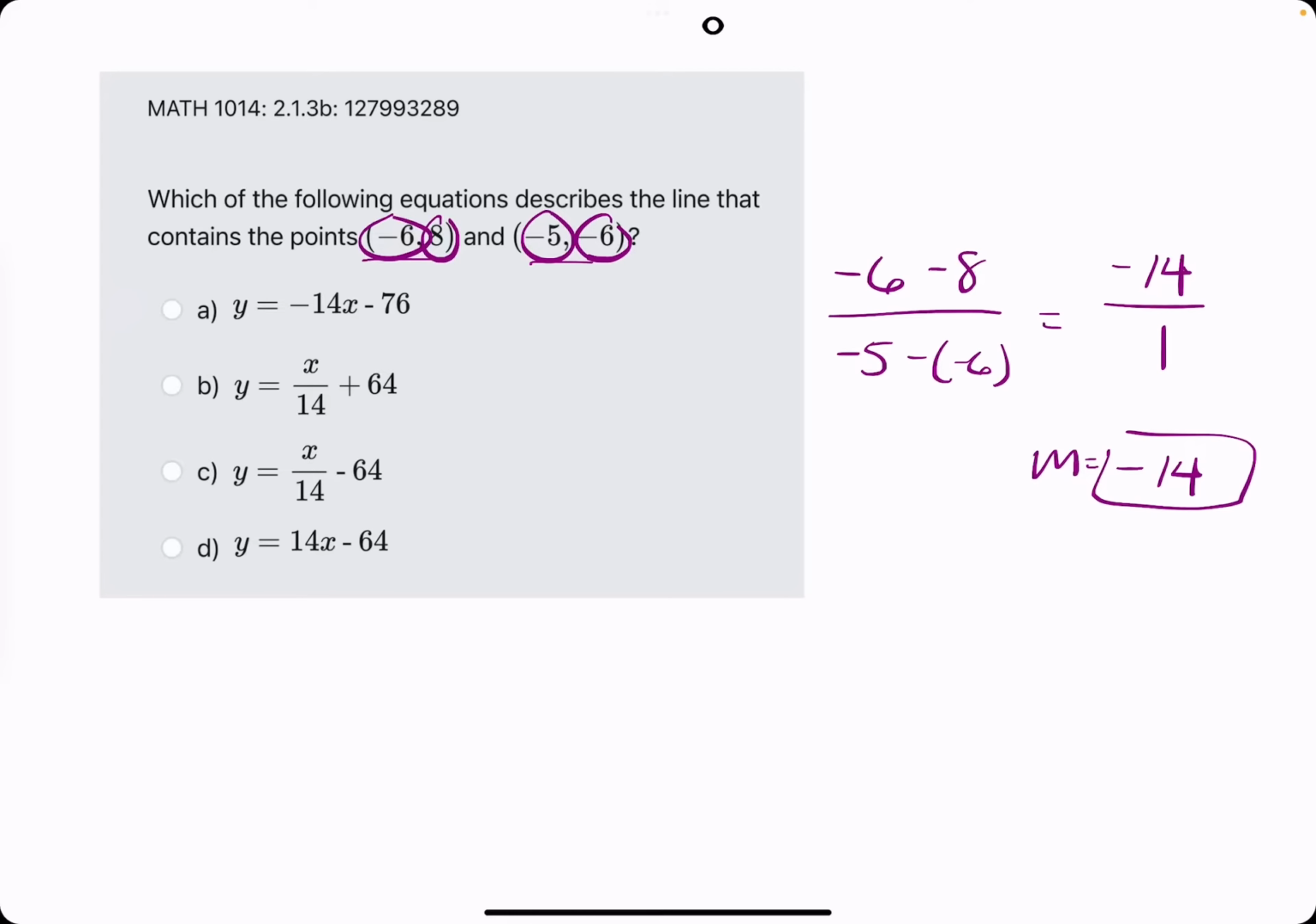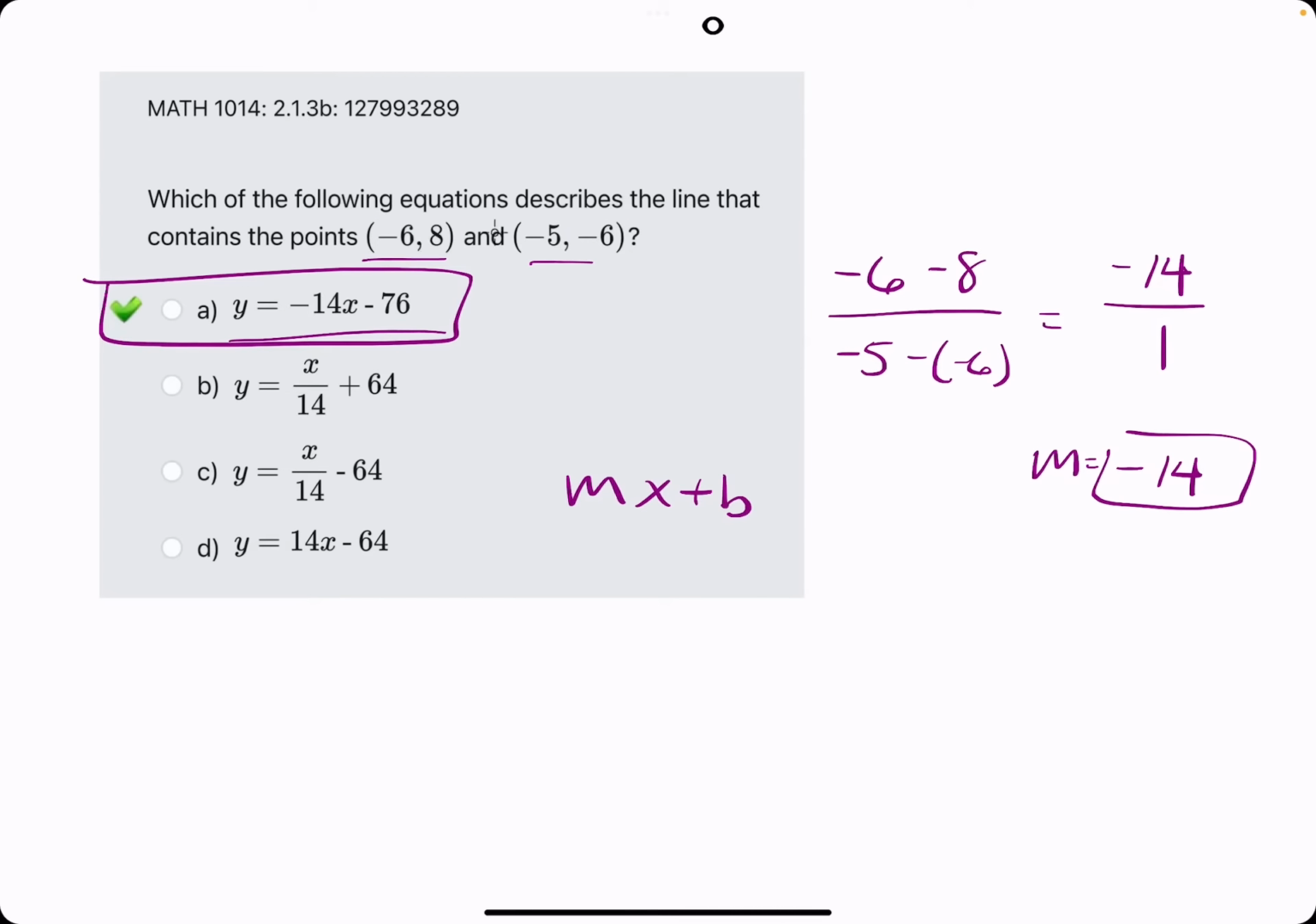Notice that all of these equations are in the form of mx plus b. So we want to see m, the slope, in front of the x term. We want to see -14 in front of the x term, that is. So the only answer with -14 as the slope would be option A. Break out the eraser to see that A is our answer.